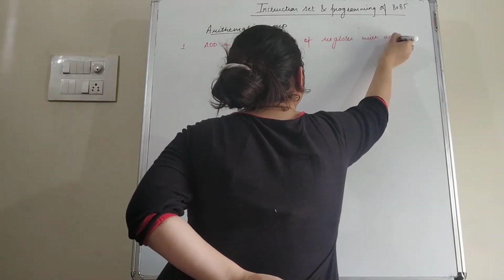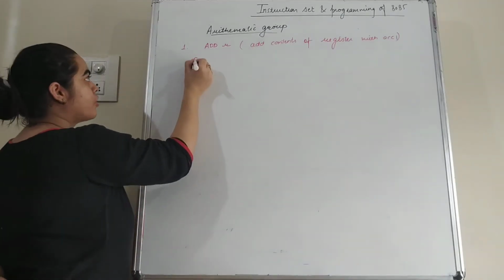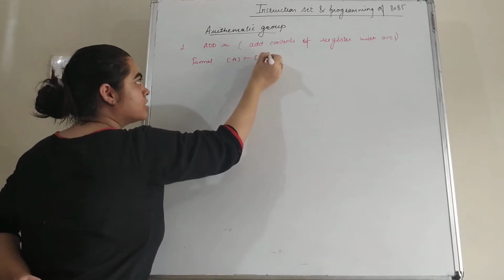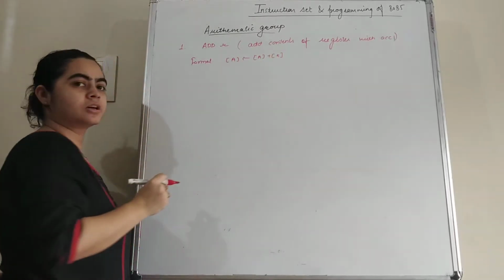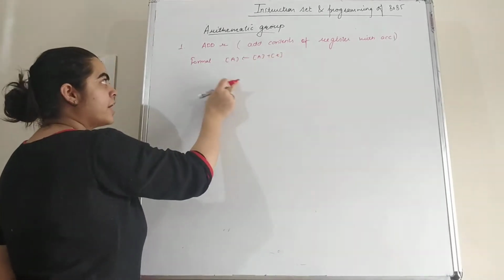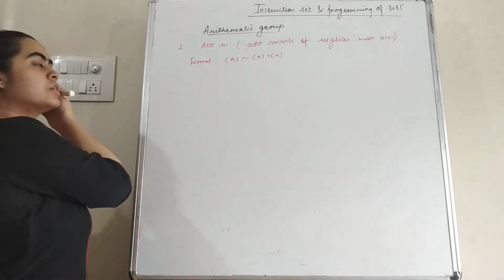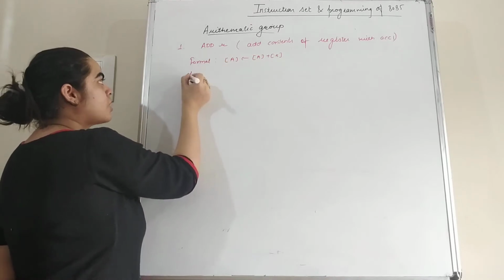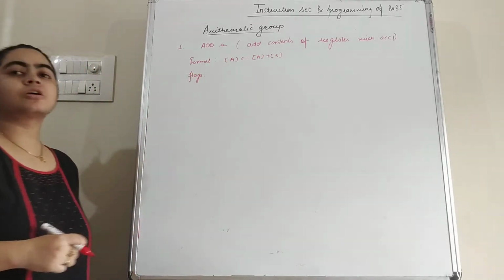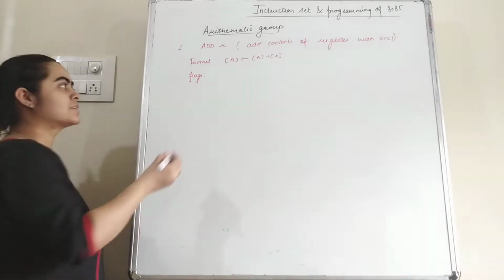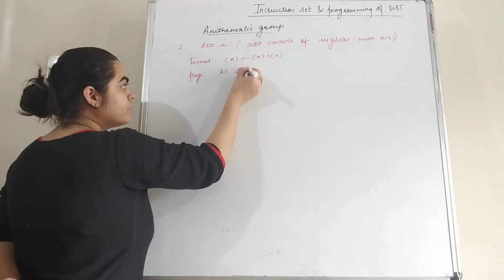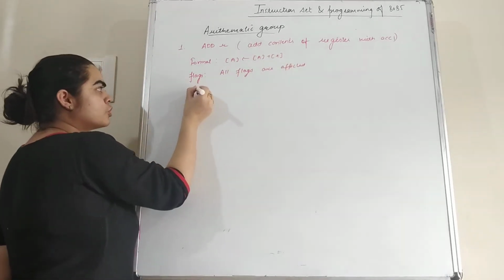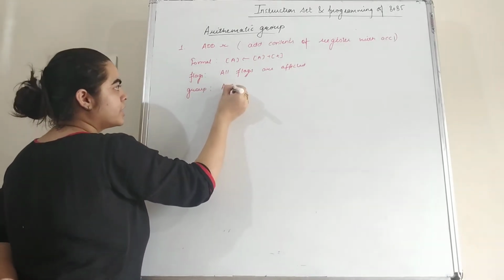Now students, the format of this instruction is that we can add the contents of the accumulator with the contents that are present in the register, and after adding, we can store the addition or sum in the accumulator. After this, how many flags are affected? In case of the arithmetic instructions, all the flags are affected. Now students, which group does this instruction come under? This instruction comes under the arithmetic group.